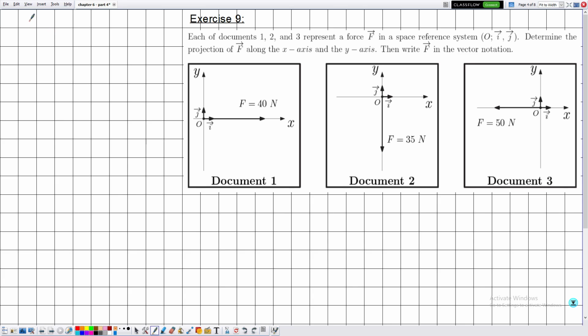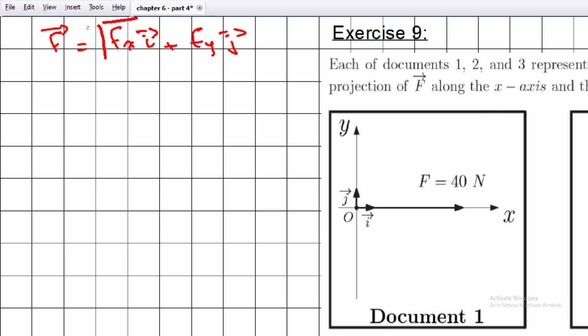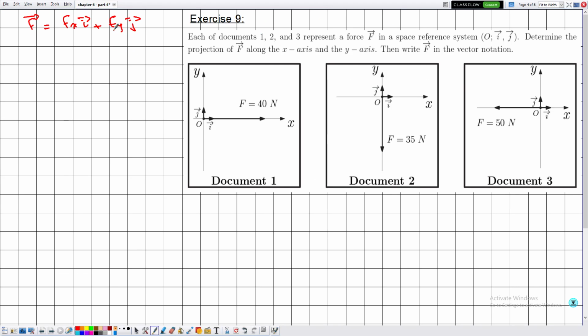We know that the force f is given by fx i plus fy j. In each of these documents we need to determine fx and fy, then we will give the vector notation. Let's start with document number 1.